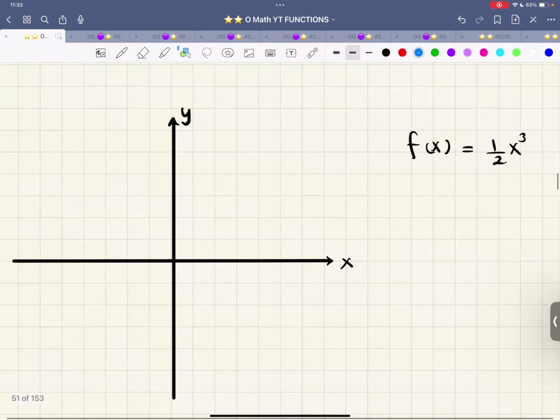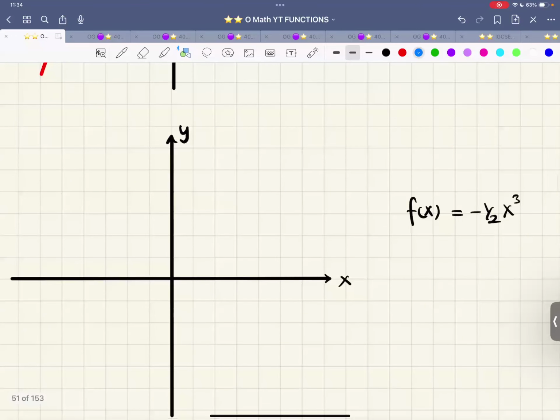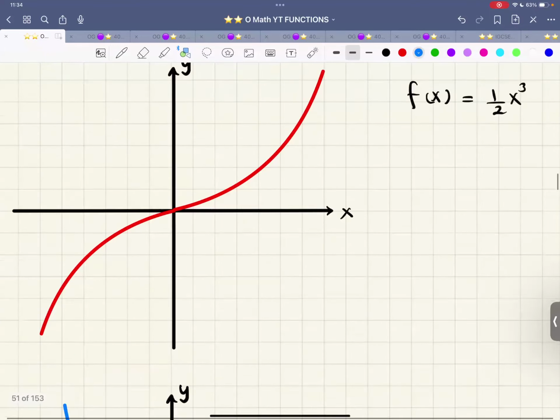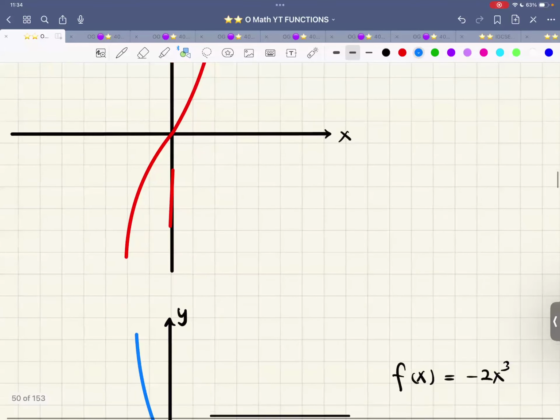y is equals to half x cube. It will get flatter. So something like this, something like this. y is equals to negative half x cube. It will get flatter. We have seen this thing in quadratic. So let me remind you people over here.